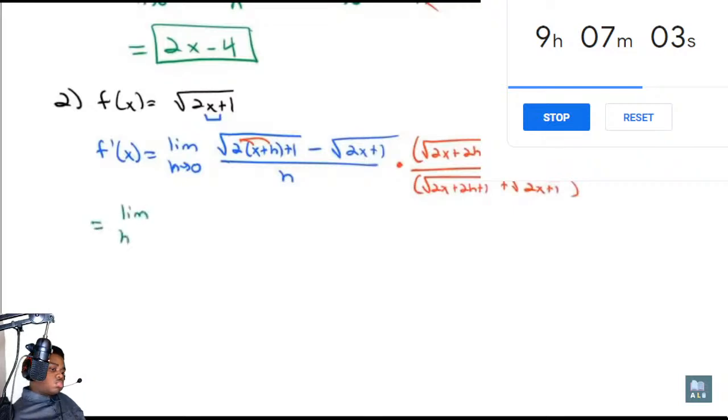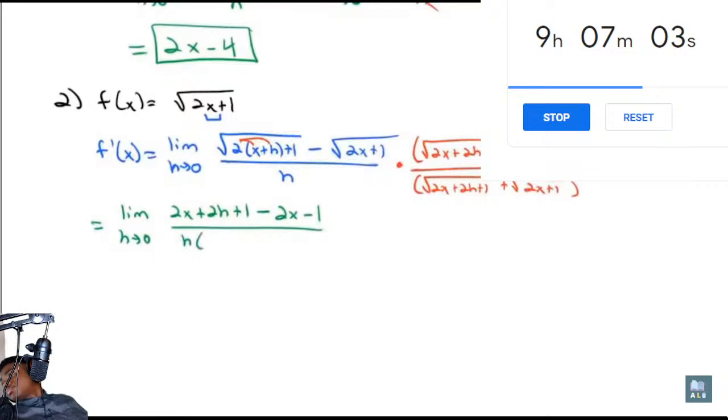When we do that, we have the limit as h goes to 0. We square the square roots. They're gone. We've got a minus in between them. So we have 2x plus 2h plus 1, minus, don't forget the minus between them, and I'm going to go ahead and distribute that negative onto both parts. Make sure it goes onto both parts. Negative 2x minus 1, all over h times, and we'll leave this factor because we want to be able to reduce, the square root of 2x plus 2h plus 1 plus the square root of 2x plus 1.